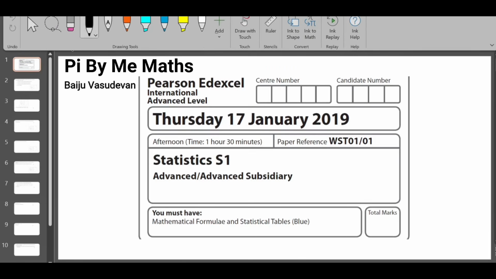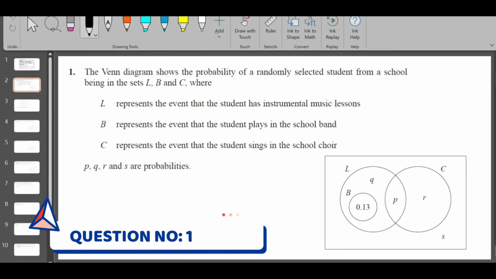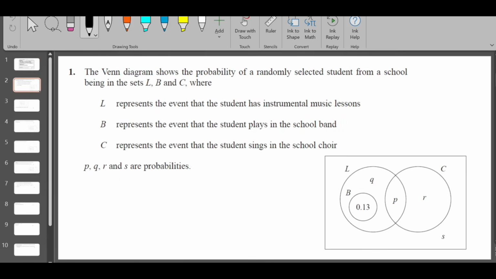This is WST01. Here we are solving the January 2019 Statistics 1 paper. Let's look at question number 1. The Venn diagram shows the probability of a randomly selected student from a school being in the sets L, B, C. L represents music lesson, B school band, C school choir. P, Q, R, S are probabilities.